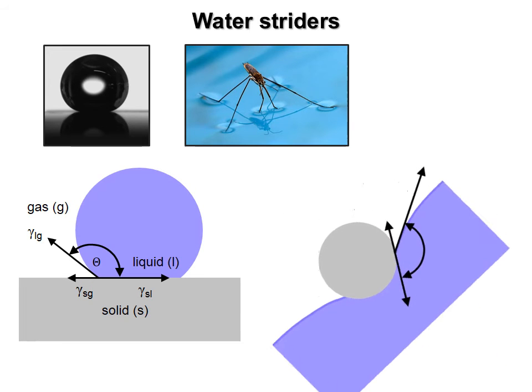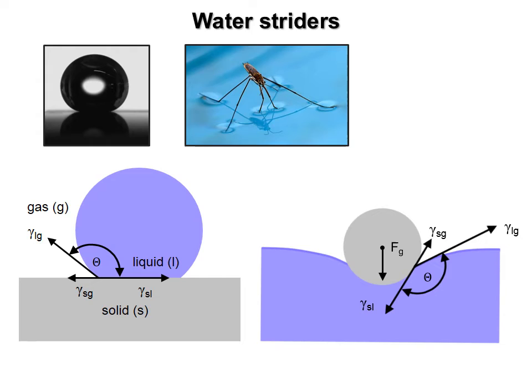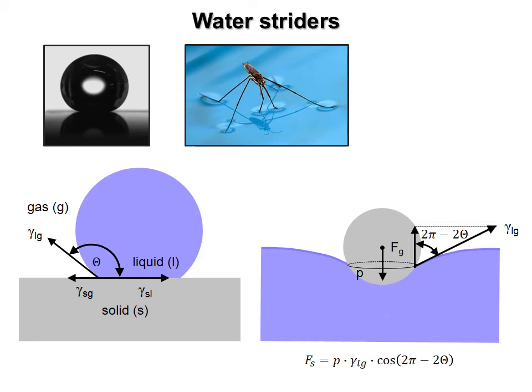Back in the normal view, I have also drawn the vector for the gravitational force resulting from the weight of the water strider pointing down. Now we remove the two solid-fluid surface tensions from our drawing since they act within the solid surface and do not contribute to the force balance here. Additionally, I have drawn the vertical component of the water-air surface tension and the three-phase contact perimeter P around the foot of the water strider.